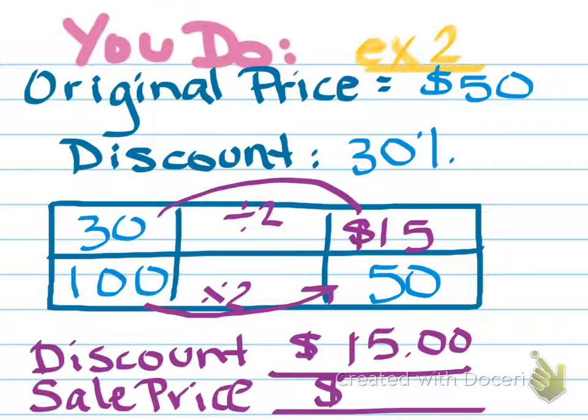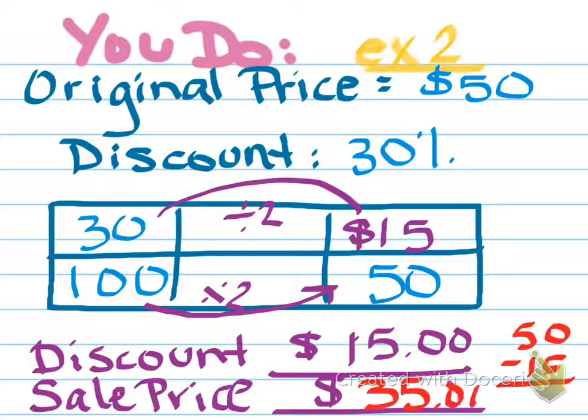If I saved $15, I'm going to take the two amounts, $50 minus 15, and find out that I'm going to spend $35. So maybe it's a pair of shoes, maybe it's a couple shirts, maybe it's pants, whatever. It's $35. So the discount is $15 and the sale price is $35. So there are some examples of discounts and sale price.